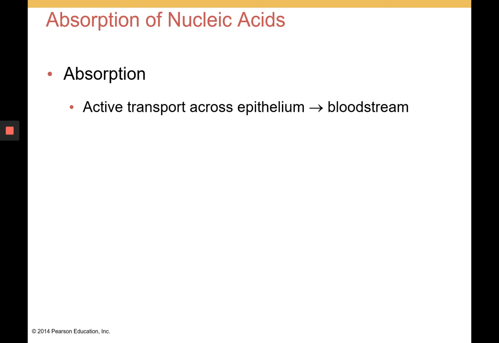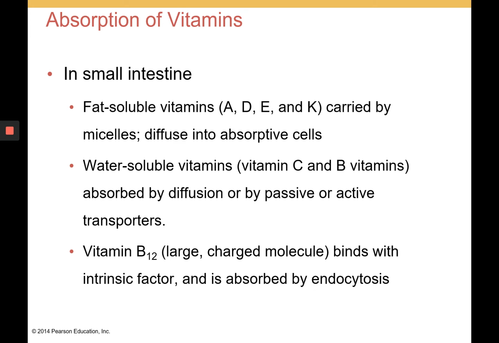For the absorption of nucleic acids, just know that it requires active transport across the epithelium, and we know that our carbohydrates, our nucleic acids, and our proteins are being absorbed into the blood, whereas absorption of lipids is into lacteals. We also see in the small intestine that anything that is lipid soluble, like our fat soluble vitamins, doesn't even need a transporter. It's able to go straight through the plasma membrane. So vitamins such as A, D, E, and K are just carried by micelles and diffuse into the absorptive cells without any channels or carriers.